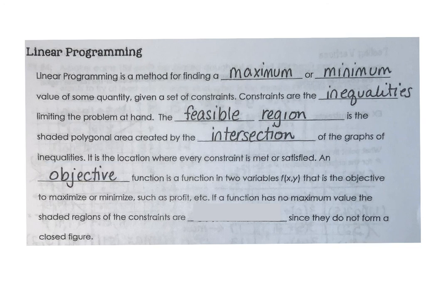An objective function is a function in two variables, f of x, y, that is the objective to maximize or minimize, such as maximize profit, minimize cost, whatever. If a function has no maximum value, the shaded region of the constraints is unbounded since it does not form a closed figure. So there are going to be times when you're handed constraints and it's unbounded in one direction, which means it goes on infinitely off of that graph. You're not going to have a maximum, but you would have a minimum in that case. And so you could have an unbounded region even with some of these word problems.